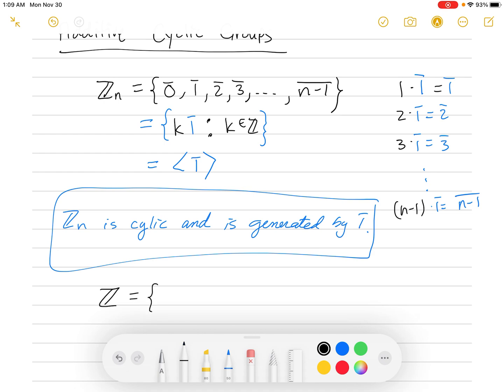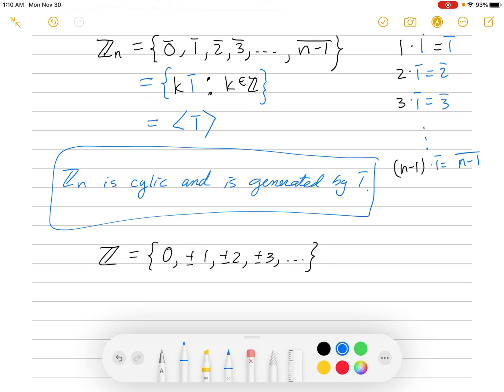Here's another famous group, the integers under addition. What do you have? You have 0, plus or minus 1, plus or minus 2, plus or minus 3, so on and so forth, the integers. You think about the integers. There's a single element that generates them. It's the number 1. You just put a k out in front of that. Any integer k.